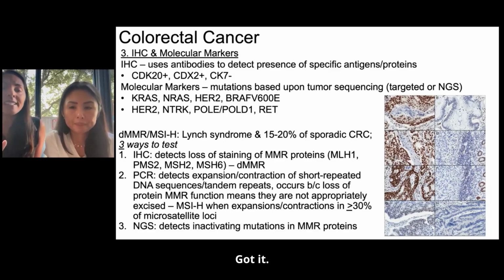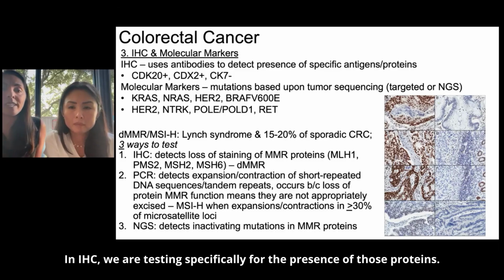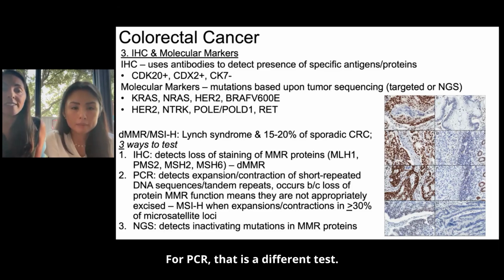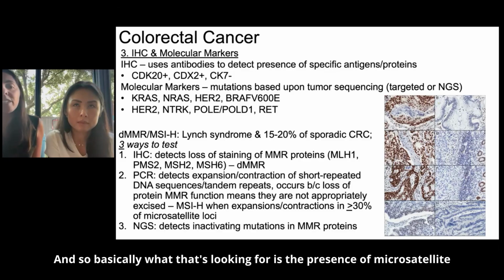Got it. And that's different. So in IHC, we are testing specifically for the presence of those proteins. For PCR, that is a different test. And so basically, what that's looking for is the presence of microsatellite instability.